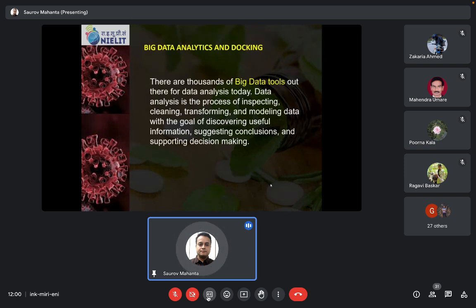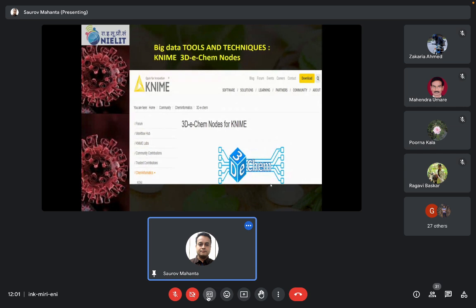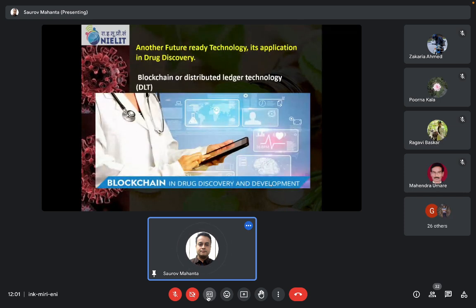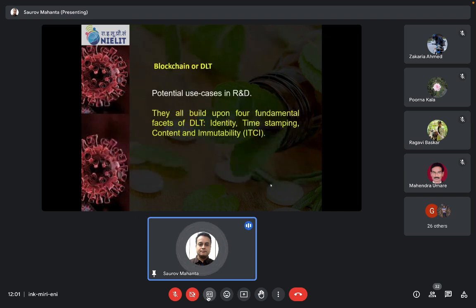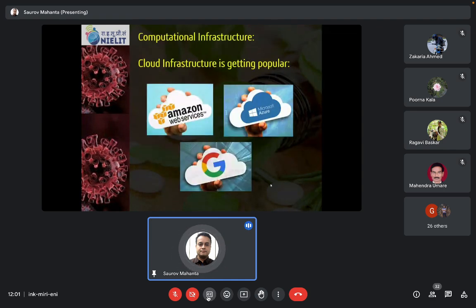So biological data is already big data. So there are big data analytics tools out there for data analytics today. Platforms like KNIME are available. Those who are working in this area can try using these platforms. Then blockchain is also being used nowadays to keep the ledger. It's a distributed ledger technology. In blockchain, once data is written, it cannot be modified. Potential use cases in R&D, so that we will see.